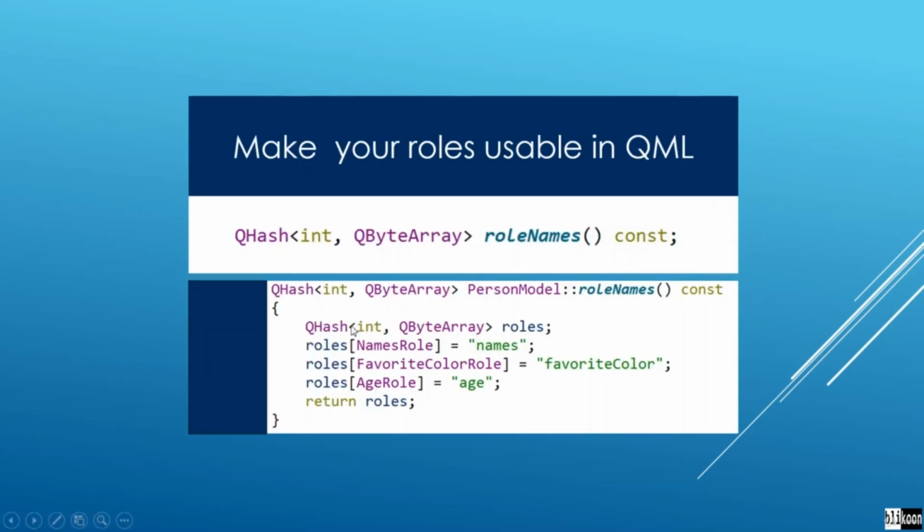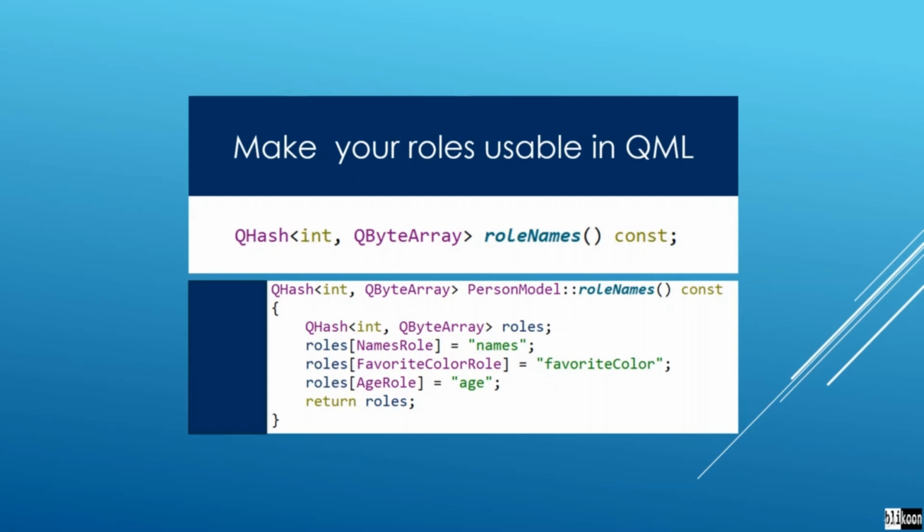The last one here is really important. I know it looks weird, but what it does, it allows us to expose our own roles for use in QML. If you don't provide this, you won't be able to call names on your model or favorite color or age to set these to your UI components. The text fields, the combo boxes, or the rectangle where we are displaying this information in the Qt Quick user interface. So this is very important too.